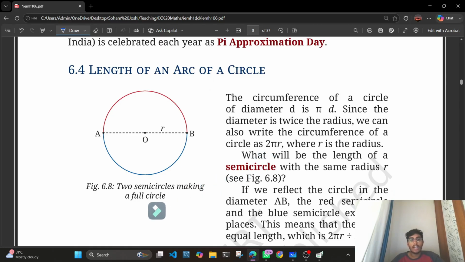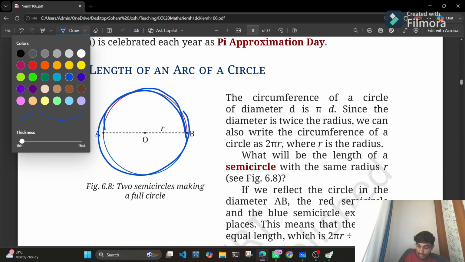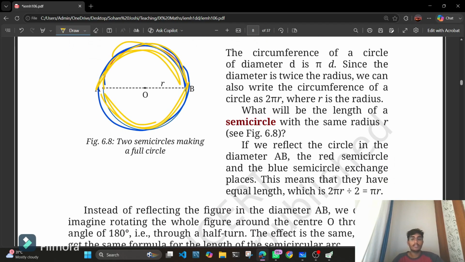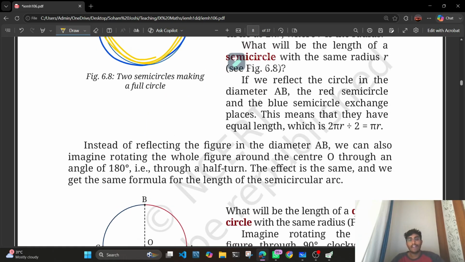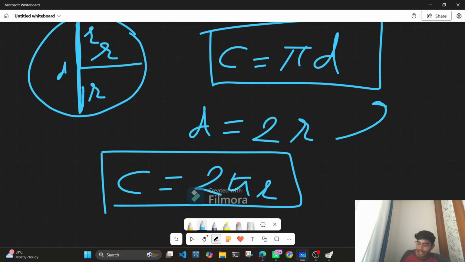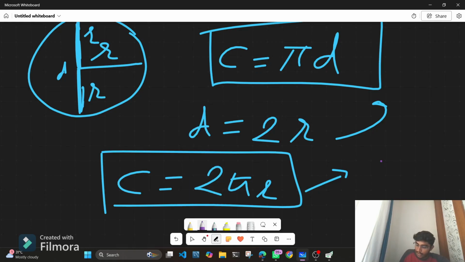So that is the length of an arc of a circle. Basically, we saw in the last video what an arc is. Now we know that two semicircles make a full circle, right? We can see over here that this is one semicircle and this is another semicircle. So two semicircles make a circle. If we were to find the length of one semicircle, or the arc, then we just need to divide the circumference by two. So if we divide this by two, what do we get?